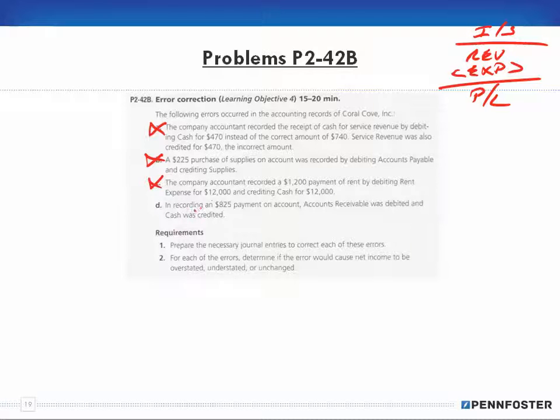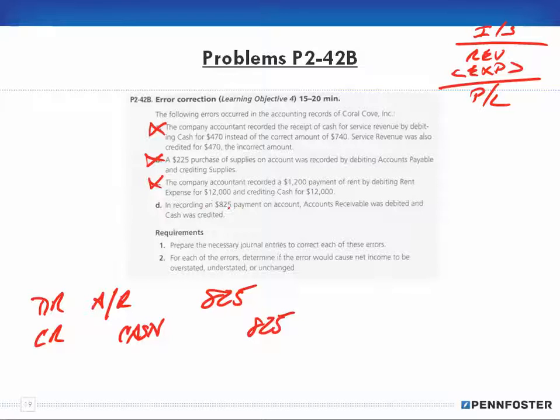Okay, so last one. In recording an $825 payment on account, accounts receivable was debited. Debited accounts receivable for $825, and cash was credited. Okay, so we're receiving a payment on account.